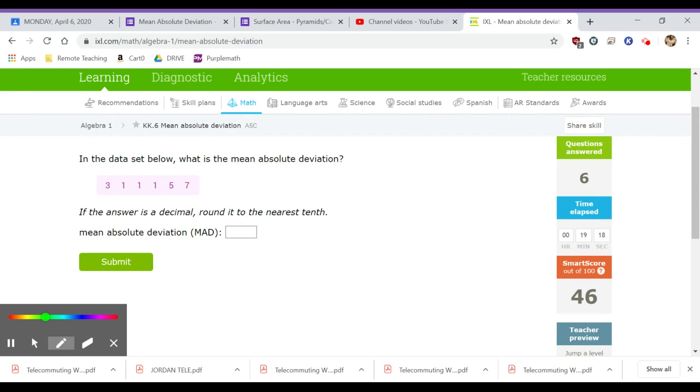Oh, these are little numbers. This should be easy. So we're gonna add all these together. 3 plus 1 plus 1 plus 1 plus 5 plus 7 equals 18. And I have 1, 2, 3, 4, 5, 6. That means that my mean is going to be 3, which is going to be a nice, pretty whole number that will help us get through this one quickly.